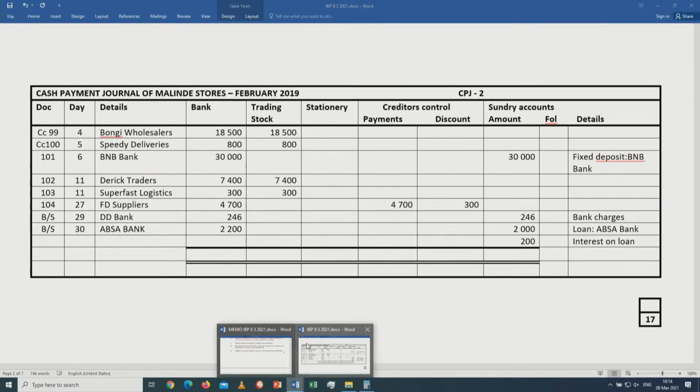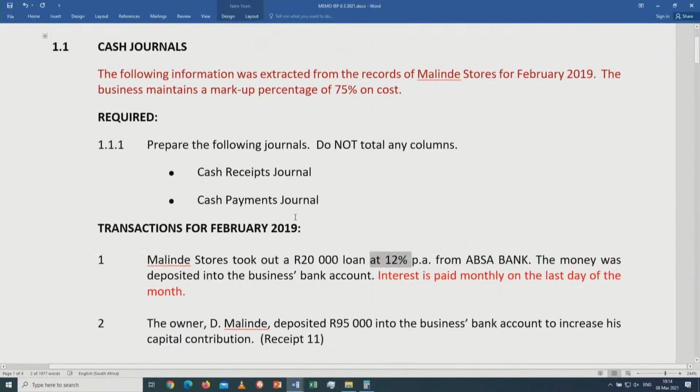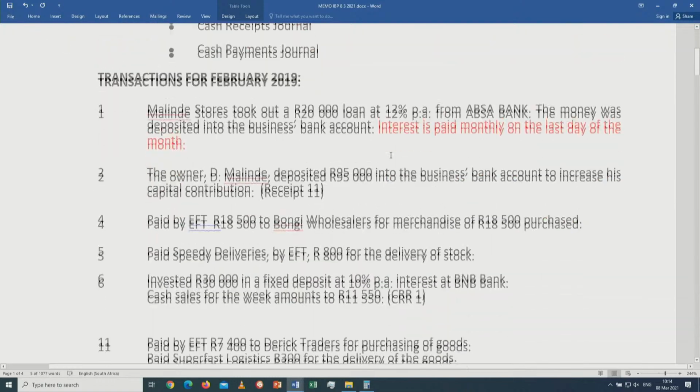If we can go back here, if it is exam time, take note of the following. Do not total any columns, because when you are told not to total them, you're not going to get marks, but you're going to waste more time on totaling the columns. So if it's exam time, take note of such things.